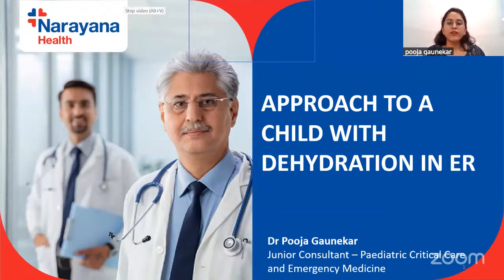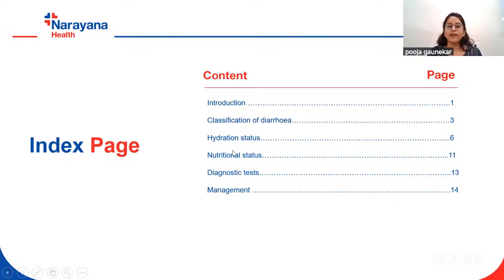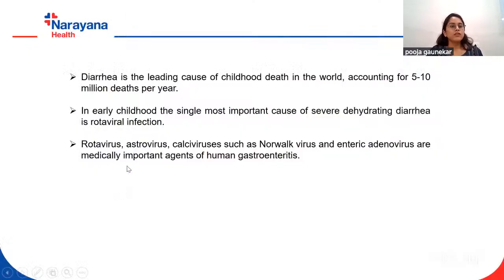Coming to the second topic, approach to a child with dehydration in ER. So again, we'll start with introduction, classify the diarrhea, see the hydration and the nutritional status, diagnostic tests and management at ER level. So diarrhea is the leading cause of childhood death in the world, accounting for 5 to 10 million deaths per year. In early childhood, rotavirus is the most important cause of diarrhea.